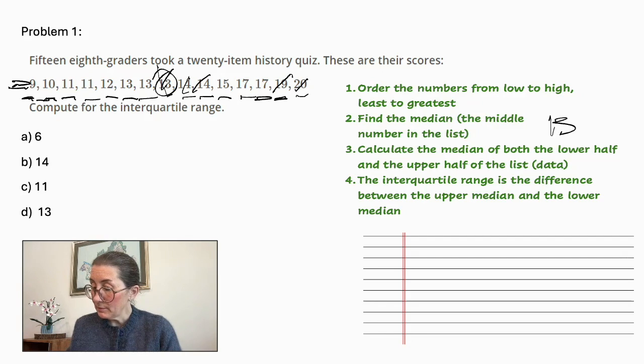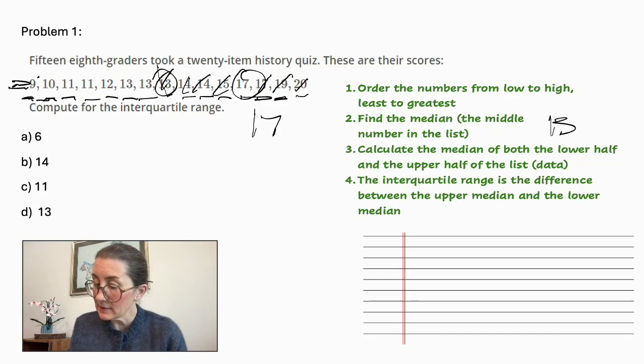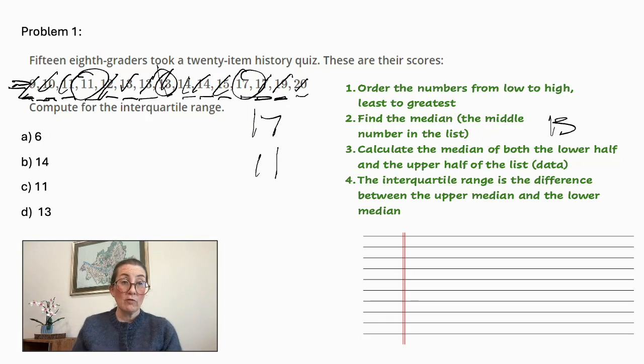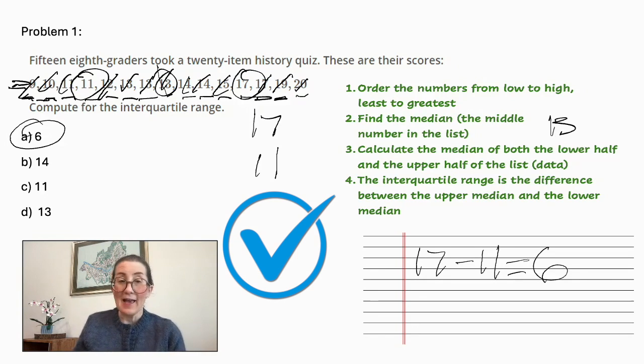So we do the same to find that. 17 for the upper half and 11 for the lower half. Number 4, the interquartile range is the difference between the upper median and the lower median. So that is 17 take away 11 equals 6. A is 6 and our correct answer.